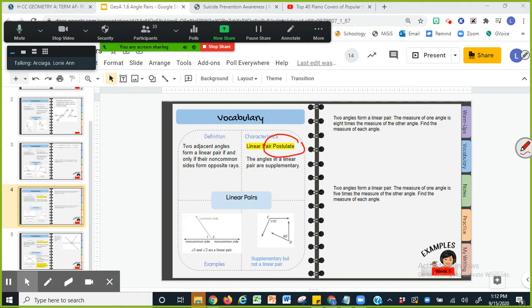Okay, and we have here a postulate. A postulate is like a statement that we accept without proof. So the linear pair postulate gives you the relationship between two angles in a linear pair. So according to this, the angles in a linear pair are supplementary. So in other words, if I may write here, if two angles form a linear pair, I'm just going to put LP for a linear pair, then they are supplementary. I'm just going to put sup for supplementary. So that is the meaning of the linear pair postulate.